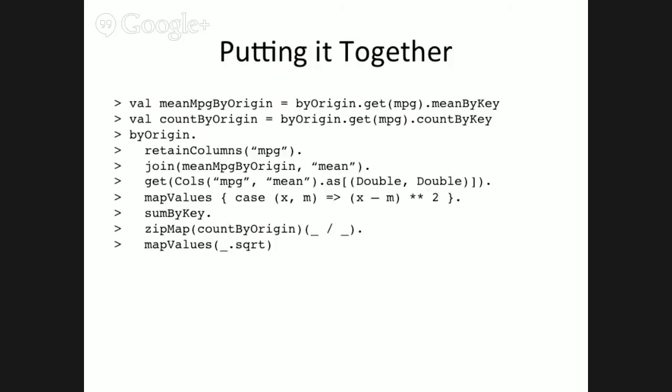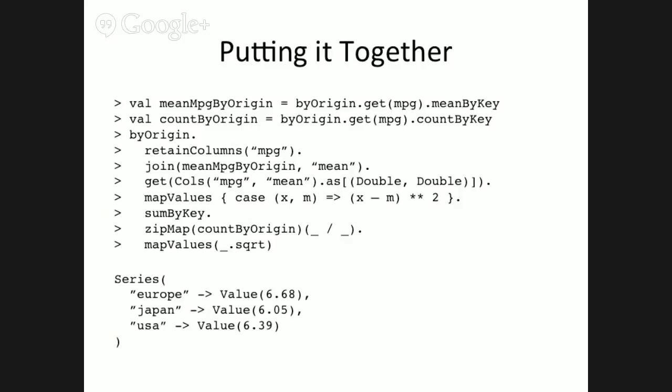We then map these, and we're saying that we're going to take the miles per gallon, subtract the mean from it, and then square it. Probably see where this is going. We then take the sum of all of them by origin, so we're back down to a series with just 3 values in it. And then we're going to divide. The zip map is like a join for series. It does an inner join and lets you give it a function instead because it has types. So in this case, we take the count. We have the sum of the squares of the differences of the values from the mean, and then we divide by the count, and so we have the variance. And then we're going to map this to the square root. So we have the standard deviation.